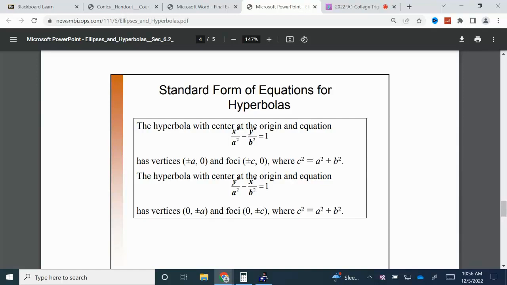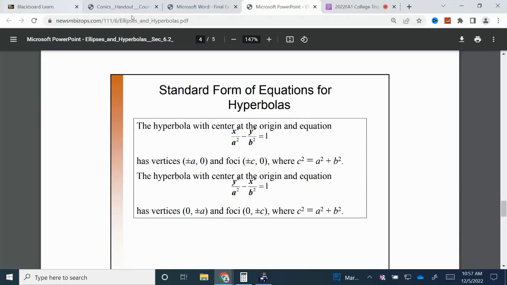And then we also have the second model form. Notice that in the second model form, y squared, or the y variable, is first. So we have y squared over a squared minus x squared over b squared equals 1. Along the transverse axis, we have the vertices, which are at 0 comma plus or minus a, and the foci are located at 0 comma plus or minus c.